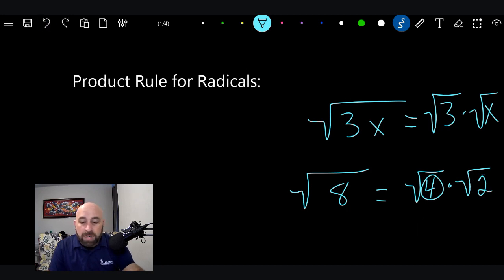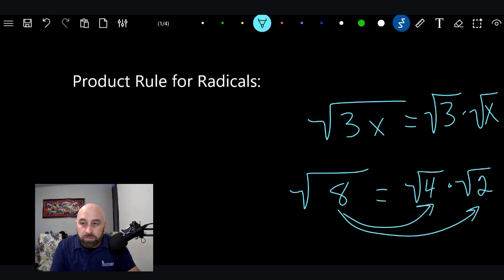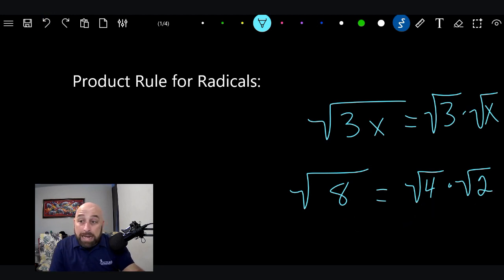Okay, what did I do there? I just broke down the factors. Just like I broke down the factors of 3x. 3 is a factor, and x is a factor. Well, what are the factors of 8? 4 and 2. Okay, now 1 and 8 are both factors of 8, but that doesn't really do us anything.